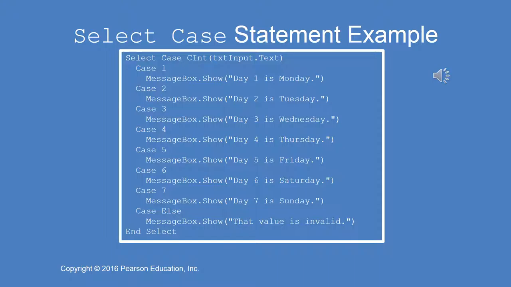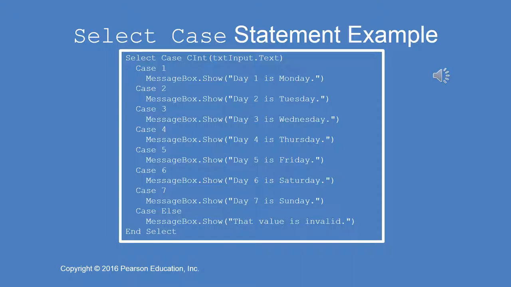So finally, we have an actual coded select case statement to review as an example. In this code, the expression is the text property for the text input box converted to an integer. So we're assuming that the text input box is asking the user to enter a number, an integer, and it looks like the options are 1 through 7. So if TextInput.Text converted to an integer is 1, see case 1. If the value 1 matches that, then we display a message box that says day 1 is Monday.